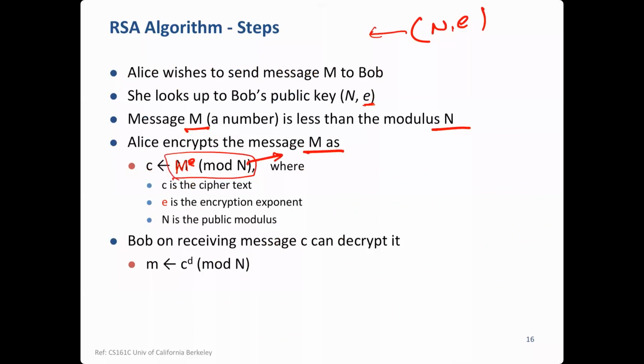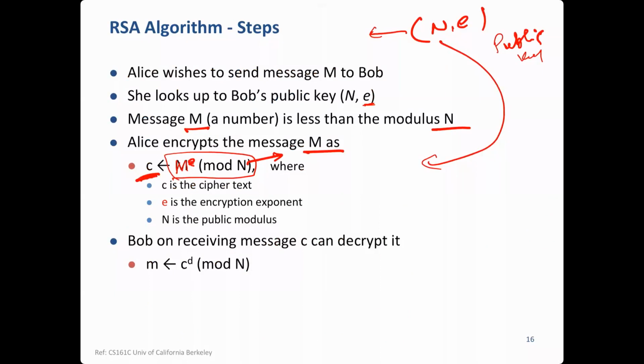N she also receives from Bob, because it's a public key. So she gets the ciphertext. Alice encrypts this message and creates the ciphertext.